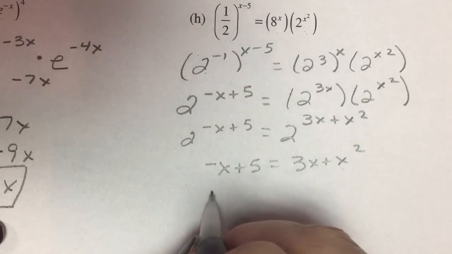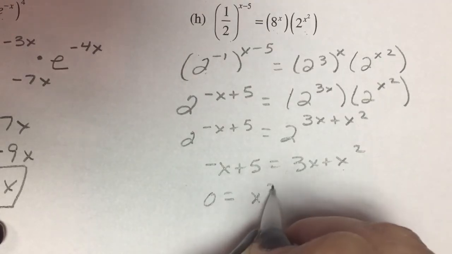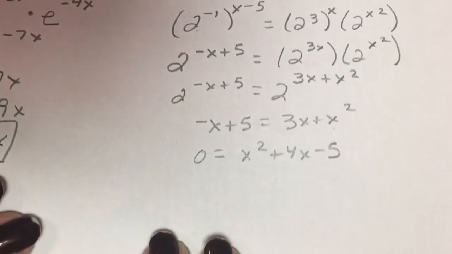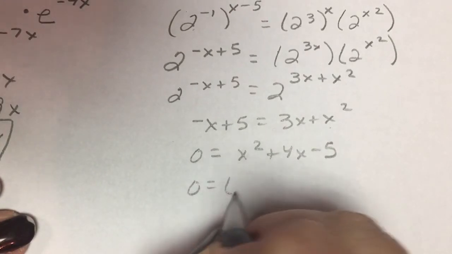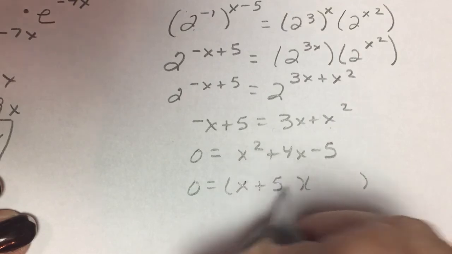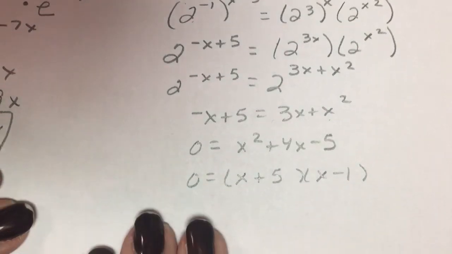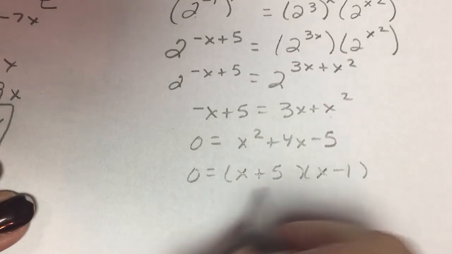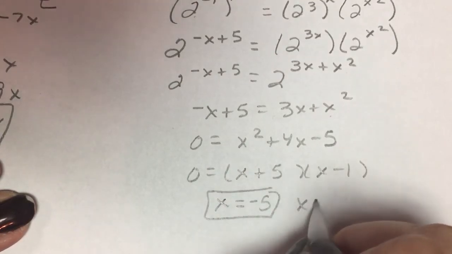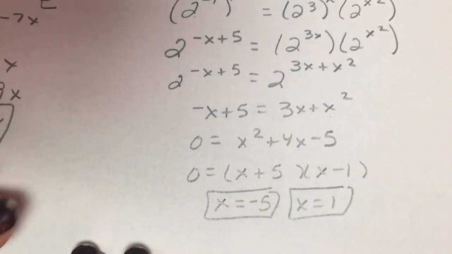So again, I have a quadratic, so I'm going to have to set it equal to 0. So x squared plus 4x minus 5 when I move everything over to the right. Factor looks like it's going to be x plus 5 times x minus 1. Taking each of those and setting them equal to 0, you're going to get an answer of x equals 5 and x equals 1. So hopefully if you need to rewatch these, you are pausing the video.